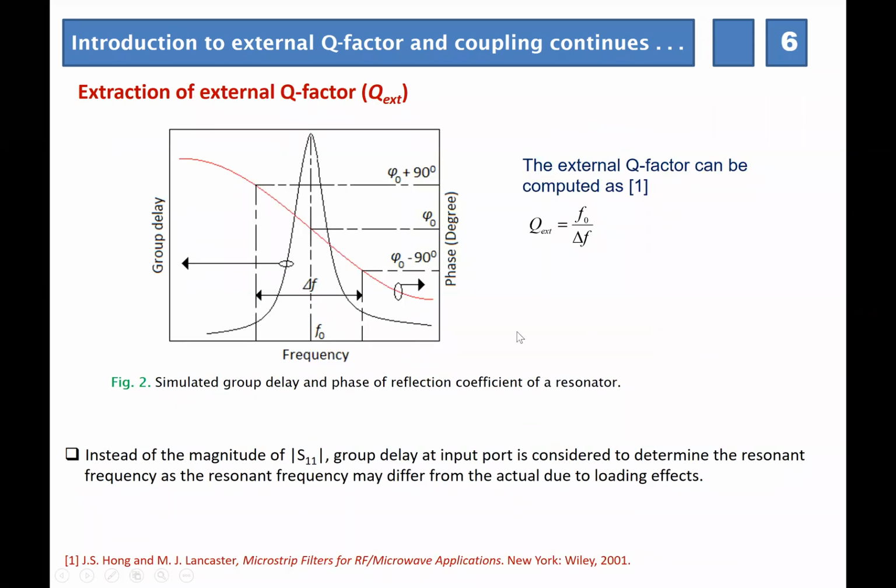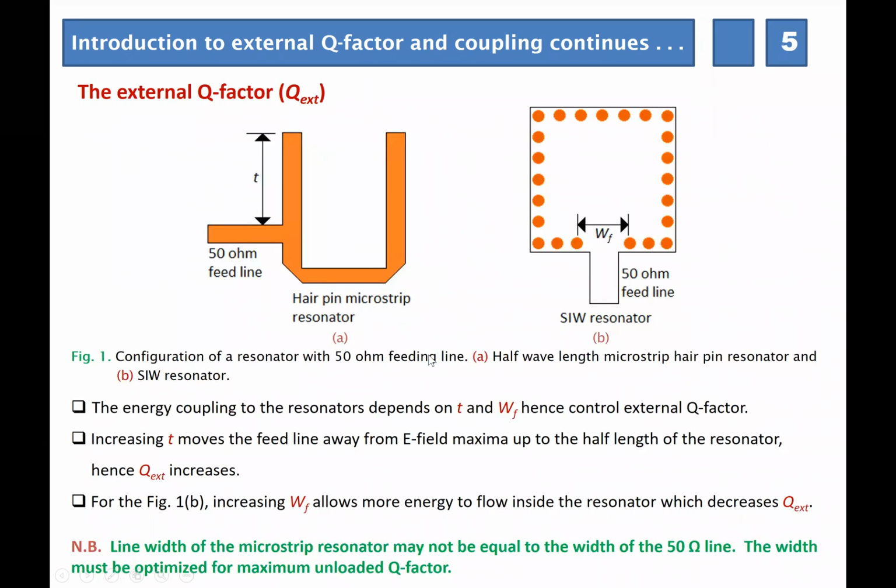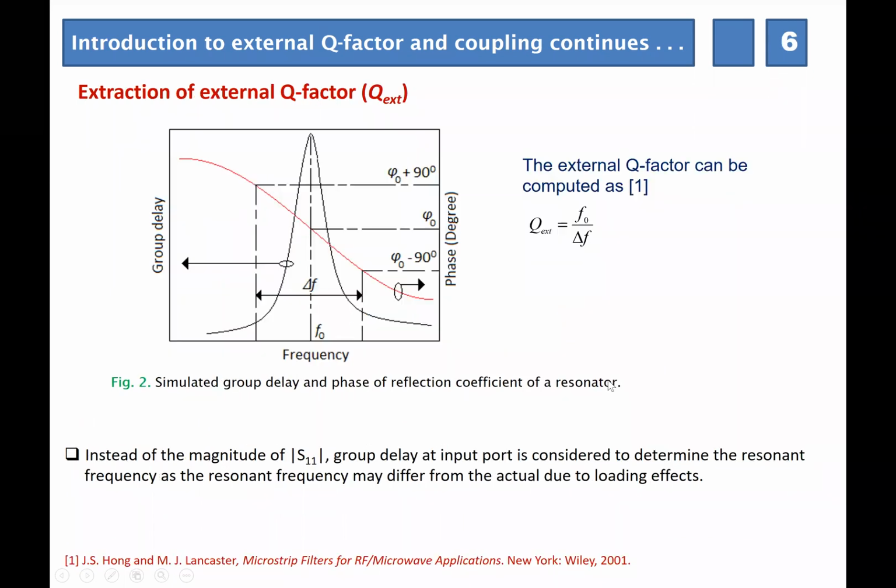Next one, if you simulate this structure of figure 1A or 1B, you will get this type of plot. So we are plotting here the group delay with frequency. At the resonant frequency, you will get maximum group delay. That means at the resonant frequency, the energy will flow inside the resonator, and other frequencies will be rejected. So the group delay will be maximum at the resonant frequency.